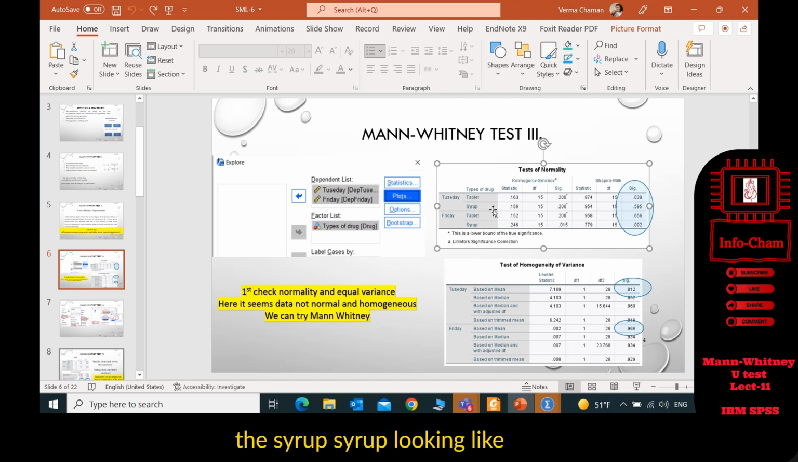But if I talk about the syrup, it is 0.05, it is greater. So this value is looking normal. Just think, right? So similarly, the Friday tablet is also normal, but the Friday syrup value is not normal. Do you understand? So based on this, I can see the data has some problem. It is not purely normal, right? Okay, this is the first rule.